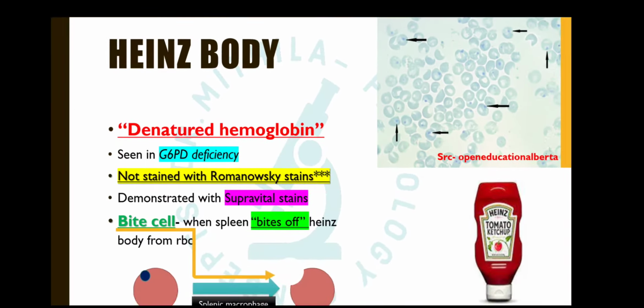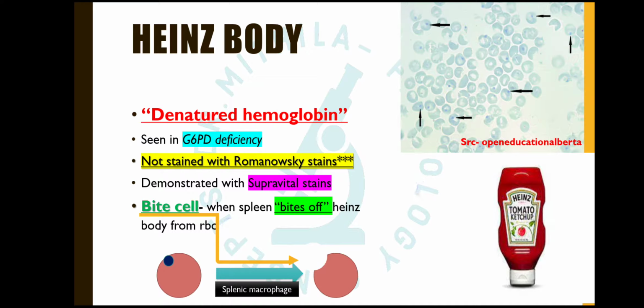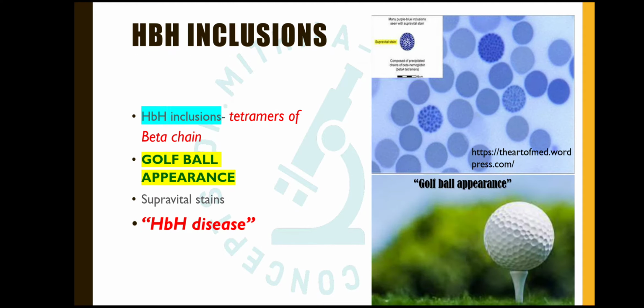So this is very important from the MCQ point of view. Next is the HbH inclusions, hemoglobin H inclusions. They are bluish dot-like inclusions which are seen in alpha thalassemia. When three alpha genes are deleted, HbH disease results, and in that there are tetramers of the beta chain which are formed.